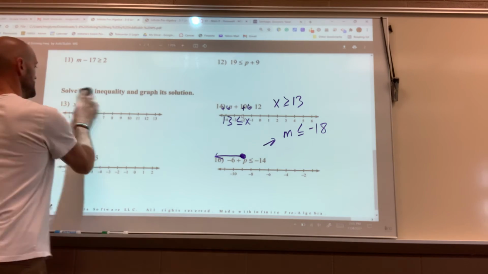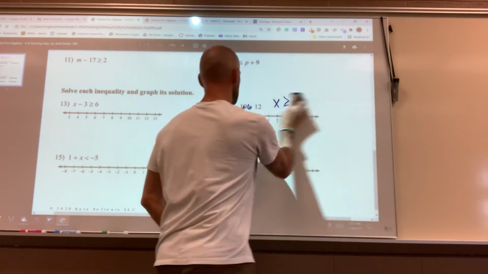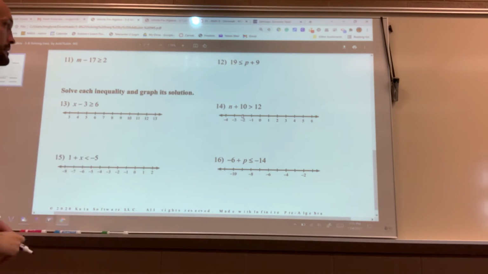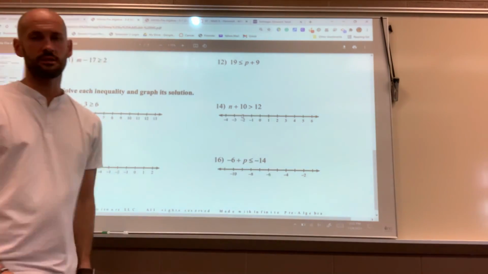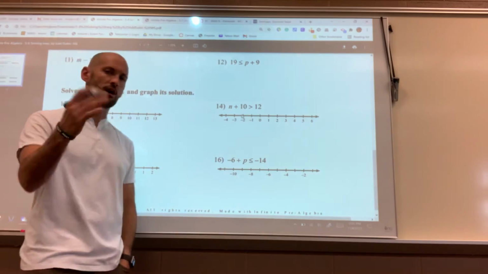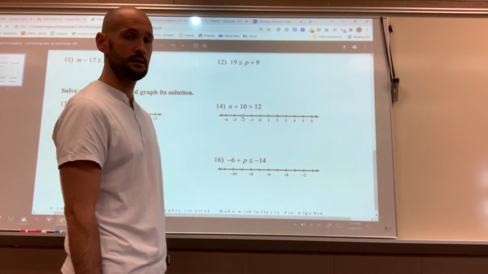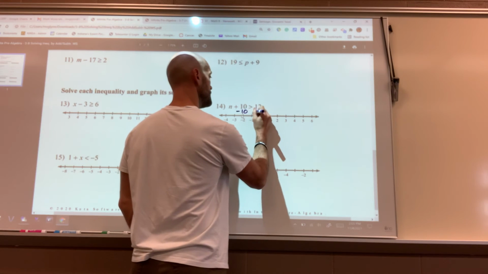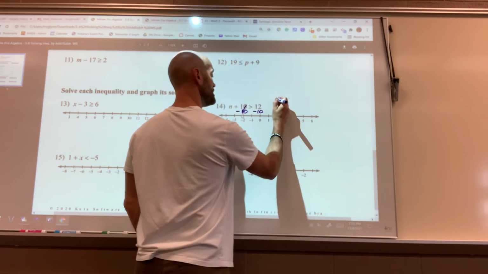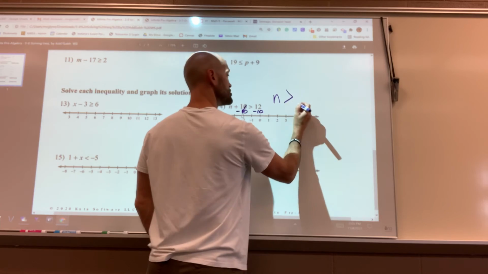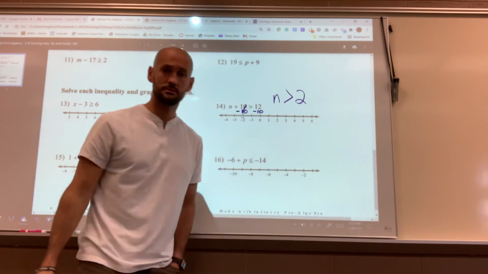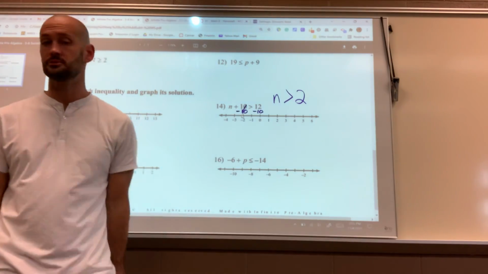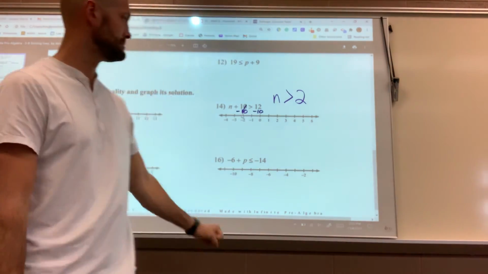Let's take a look at 14. 14, here we go. Solve. Hopefully you did it correct. You subtract the 10. I'm left with n is greater than 2. Notice the sign is not changing. I said treat it like an equal sign, and I meant it.